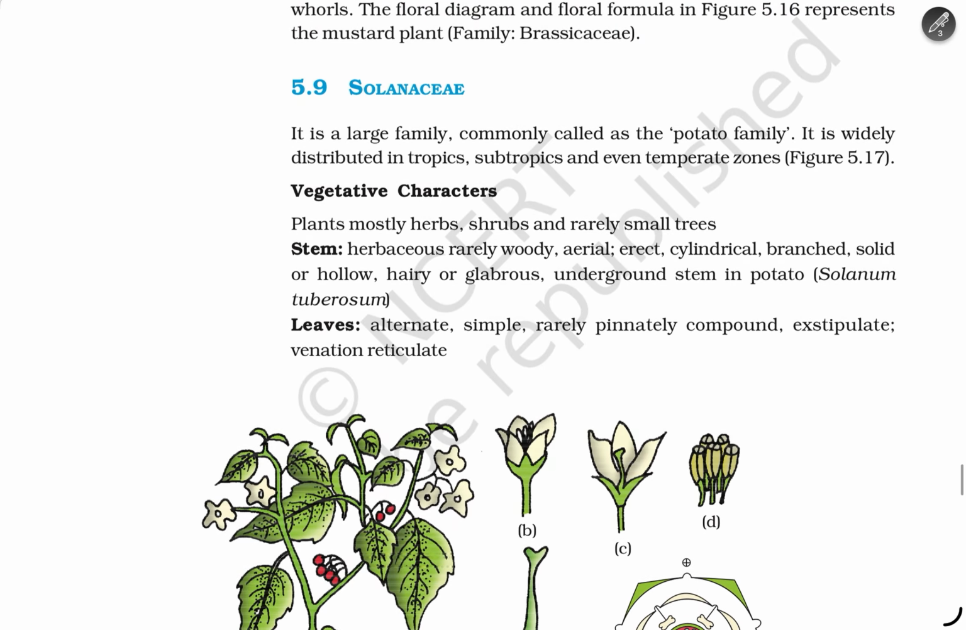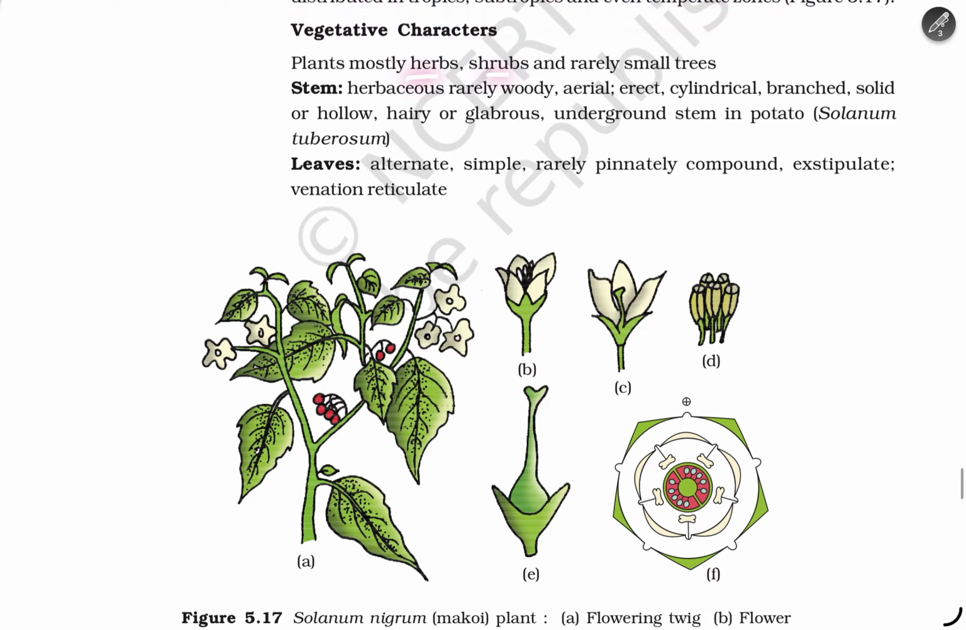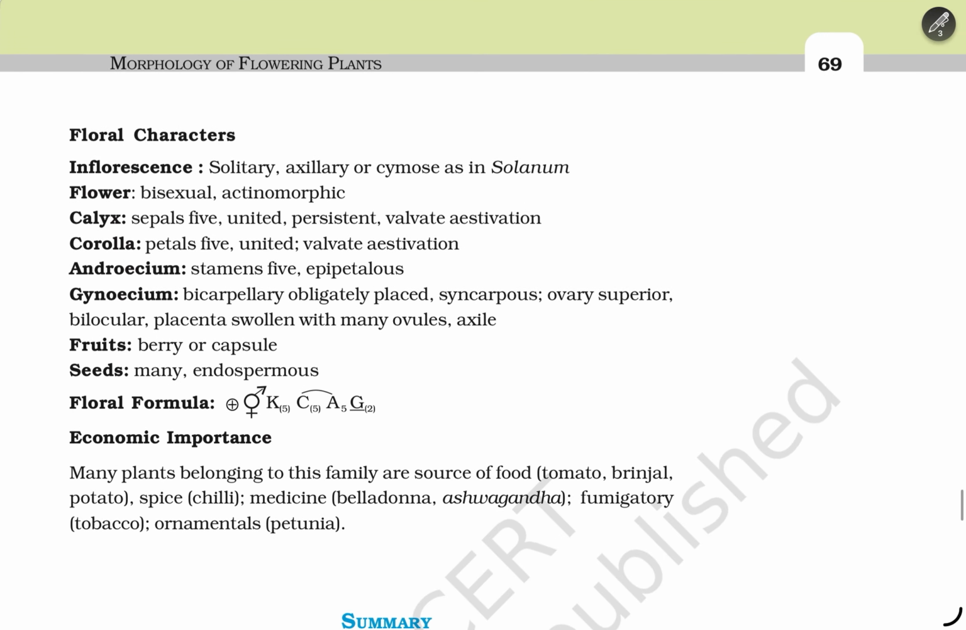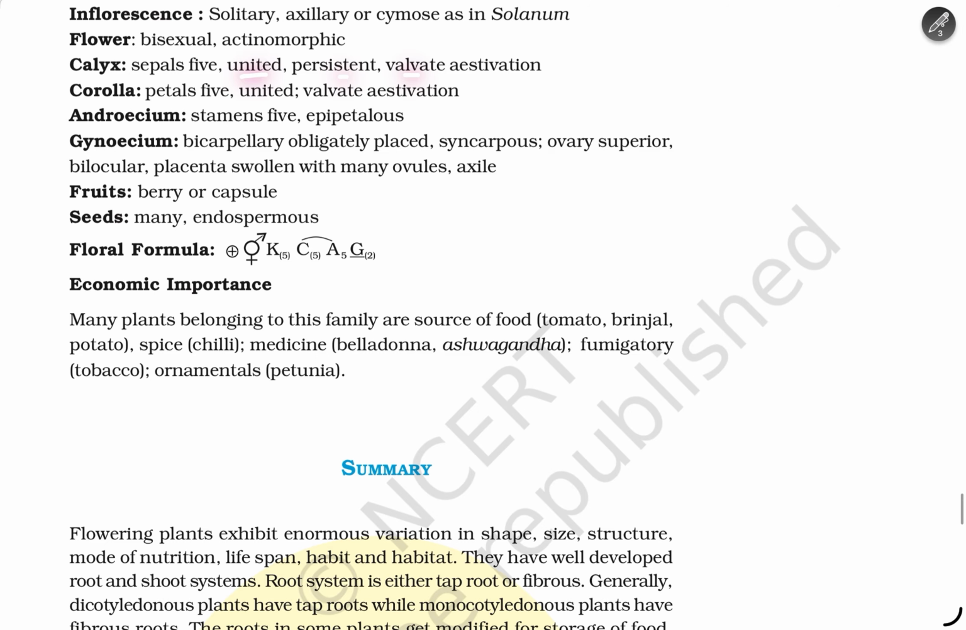This represents the mustard plant, family Brassicaceae. Solanaceae is a large family commonly called the potato family. It is widely distributed in tropical, subtropical, and even temperate zones. Vegetative characters: mostly herbs, shrubs, rarely small trees. Stems are herbaceous, rarely woody, aerial, erect, cylindrical, branched, solid or hollow, hairy or glabrous; underground stem in potato, Solanum tuberosum. Leaves are alternate, simple, rarely pinnately compound, exstipulate, with reticulate venation.